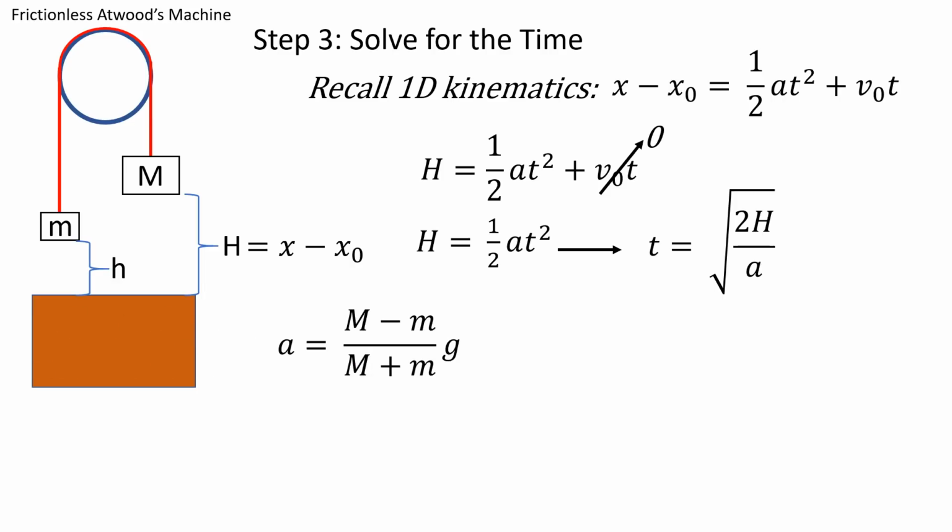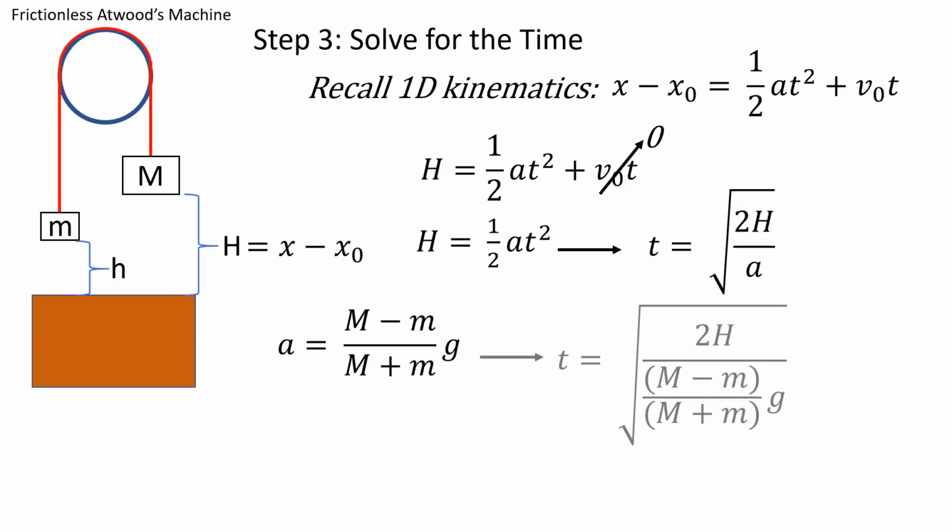And we know the acceleration from the previous part of the problem: the difference between the masses over the sum of the masses times the gravitational acceleration g. So if we put that in, we have the answer. This is an expression for t, the square root of 2h over the difference between the masses over the sum of the masses times g. This is the whole answer.